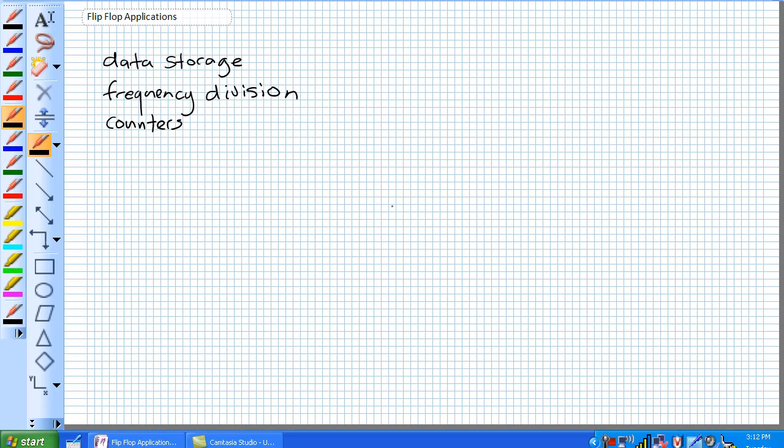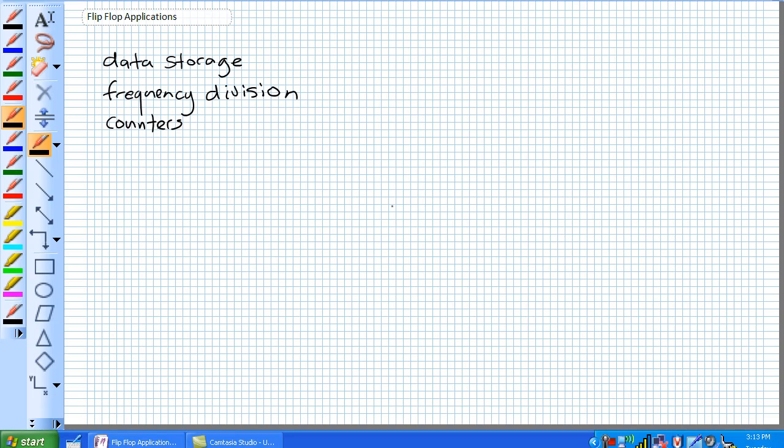So data storage, 1 bit. You can already store 1 bit. You should be pretty familiar with a JK flip-flop or a D flip-flop or whatever to store 1 bit. But that's not especially useful. Typically, they're stored in groups of 8 or multiples of 8. Think about your 64-bit system, your 32-bit systems. They're multiples of 8. By the way, 8 bits, that's 1 byte.